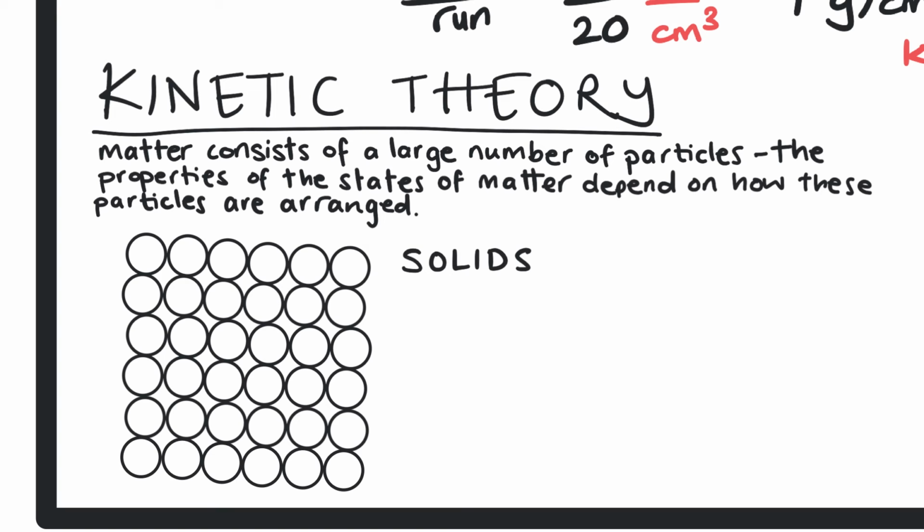So all matter is made up of a very large number of these particles or atoms, and it's how these particles are arranged that gives each of the states of matter their properties. So we're now going to look at 3 states of matter. We're going to look at what those properties are and how we can use this kinetic theory, this idea of the particles and how they behave, to describe that.